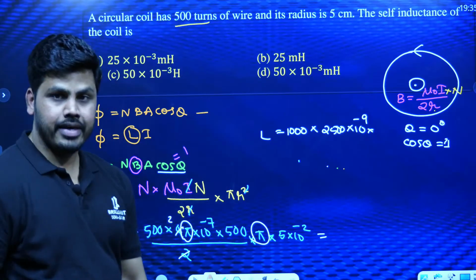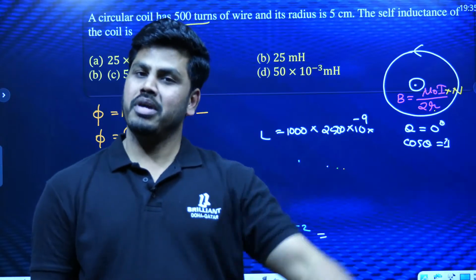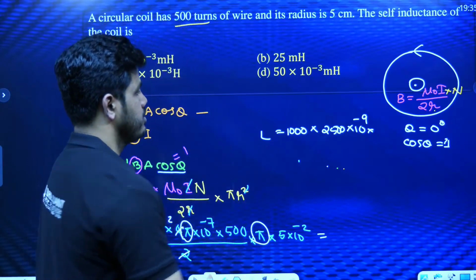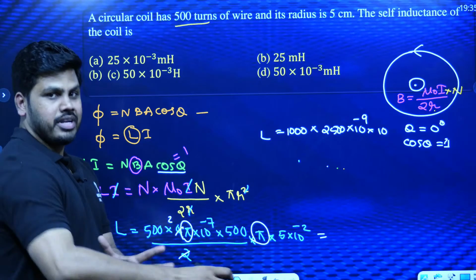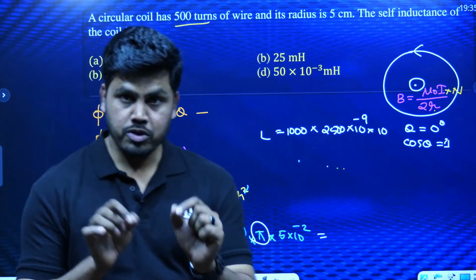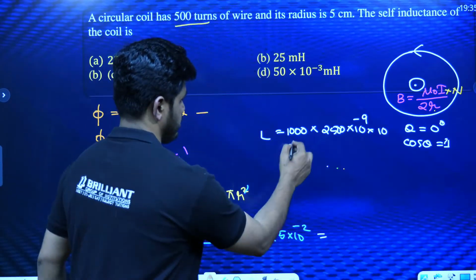I hope you remember I told you before, pi into pi is pi square, approximated to 10. You will get an approximate value there. Pi square is 9.85 something. Usually in our calculation we can approximate that into 10. So that will be easy now.